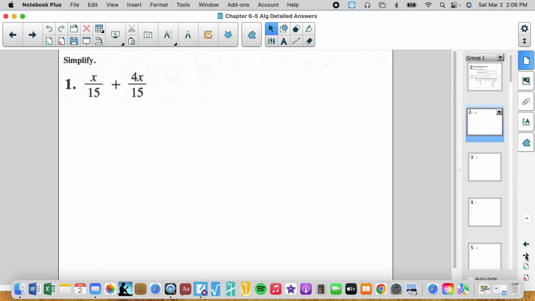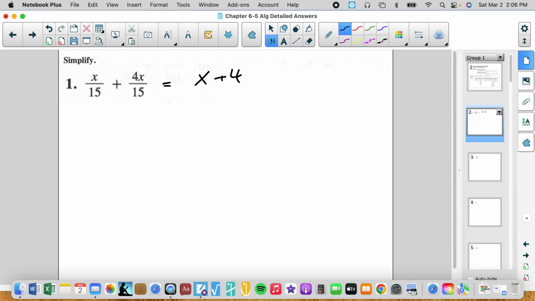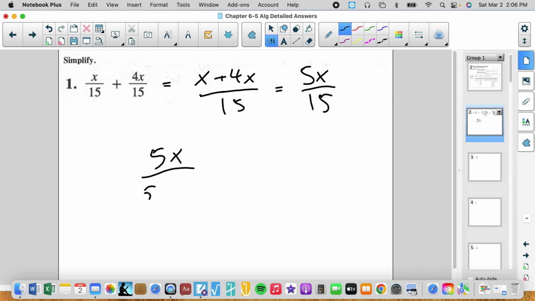When we do, we can put them over the same denominator, and if they are like terms, we can combine them. And then, like in 6-1, we will have to simplify. So when we have 5x over 15, we can break 15 into its factors. We can cancel the 5s because they're multiplying, which leaves us with x over 3.